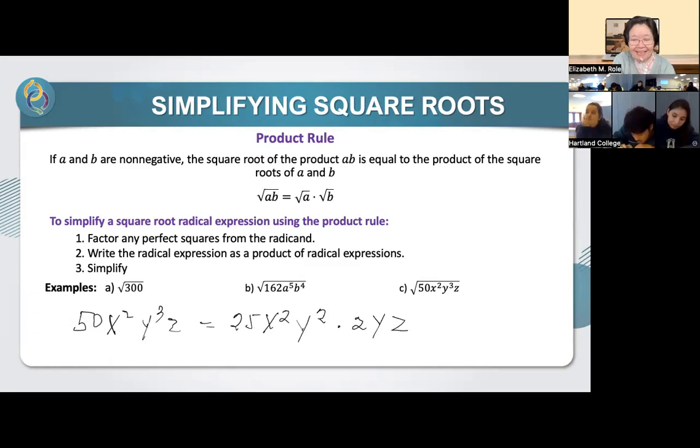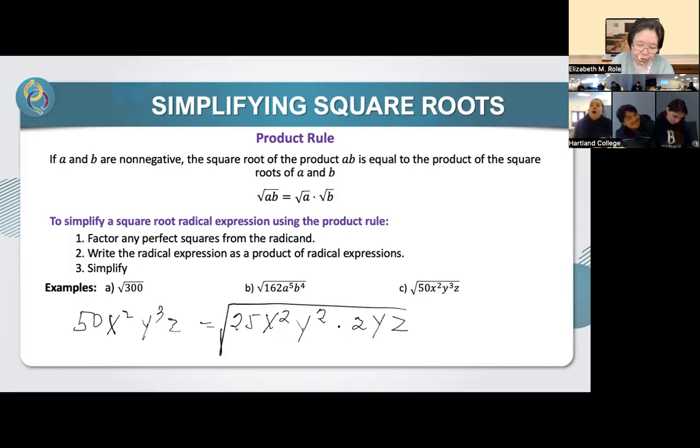So your 50 is 25 times 2. Your x squared is already a perfect square. You want to isolate one letter with a power that is even. And then your y cubed is y squared times y. And then a z. So your 50x squared y cubed z will be written as 25x squared y squared times 2yz. Is that okay? What's your final answer now? Then we extract the root.